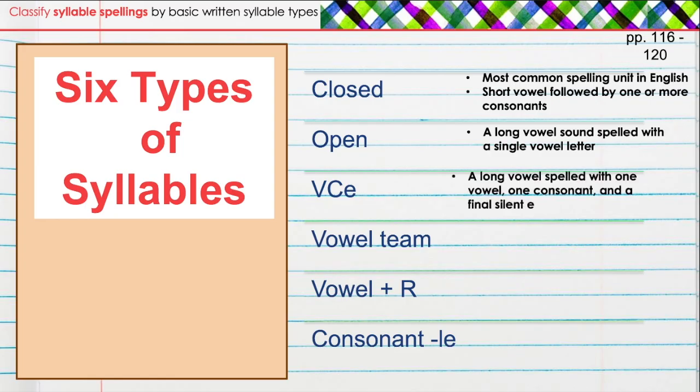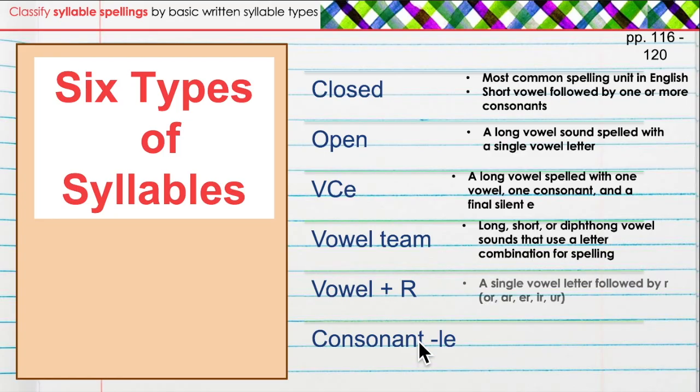You have a long vowel sound with the vowel consonant E. You have a vowel team. You have a vowel plus R. And then you have your consonant LE. And these are all going to be syllables. These are not morphemes, remember. These are just syllables, and they all revolve around the vowel sound that you want.